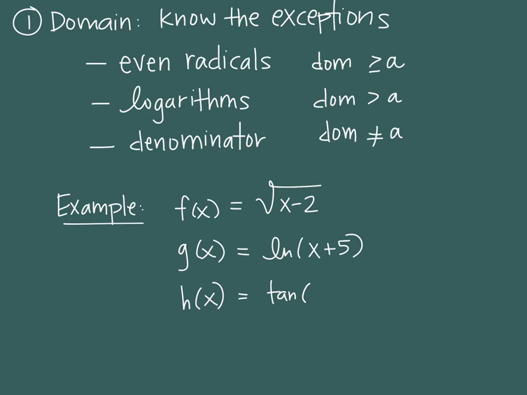That's going to be too complicated. Let's just make it tangent of x, and then we'll do p of x, and we'll do 1 over x plus 1 right there. Okay, so these all are exceptions. None of these are all real numbers because they all break one of the rules.